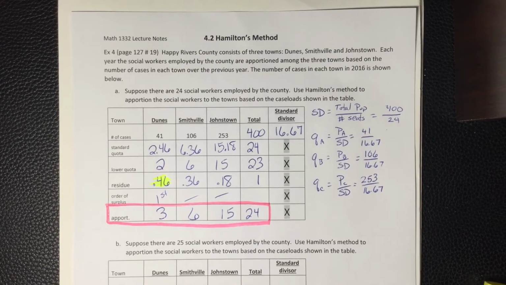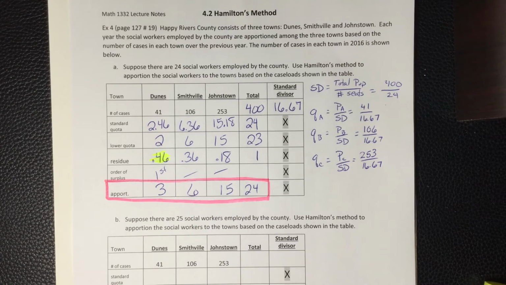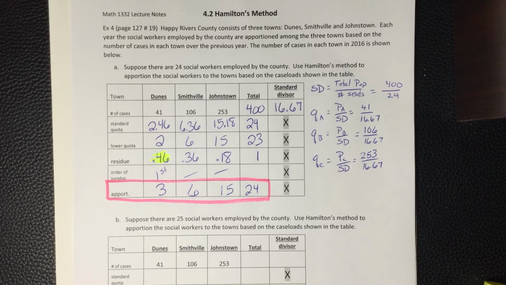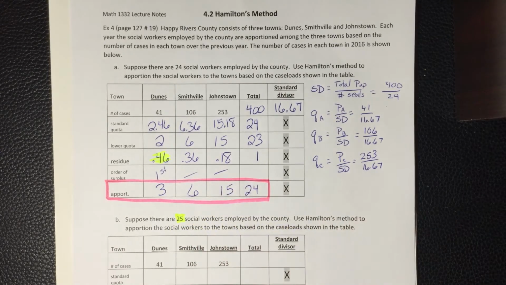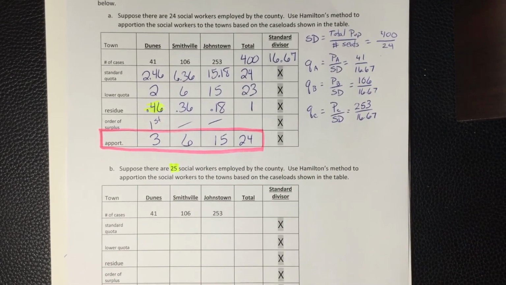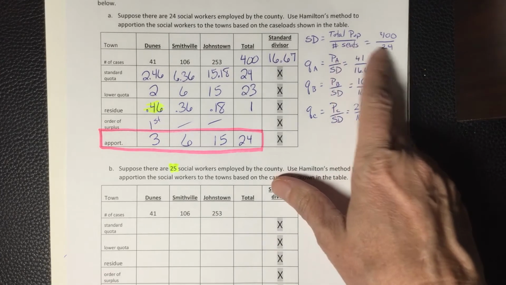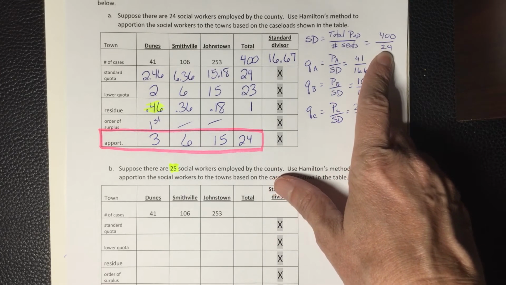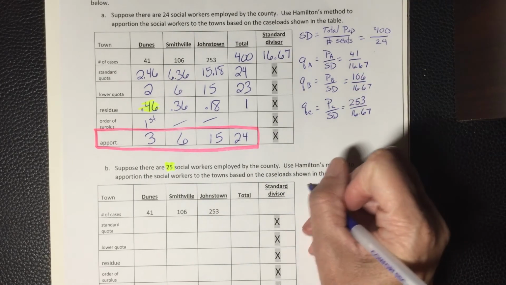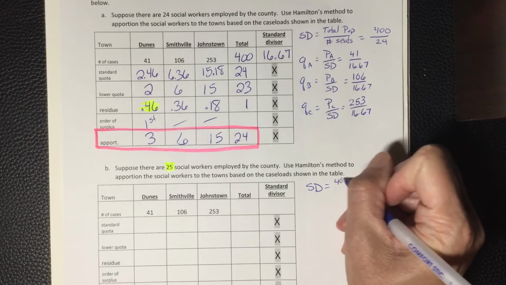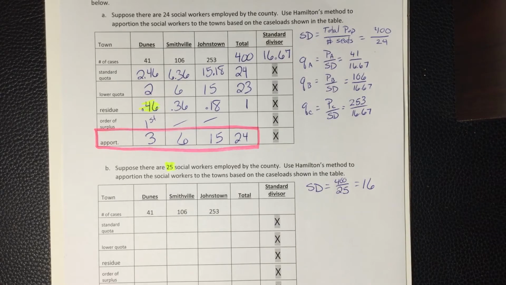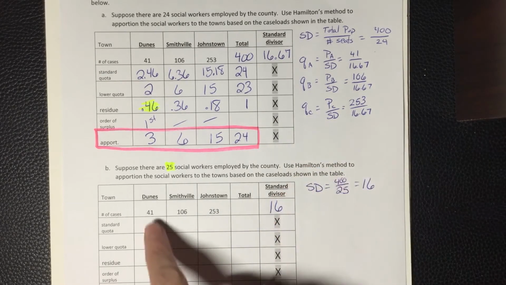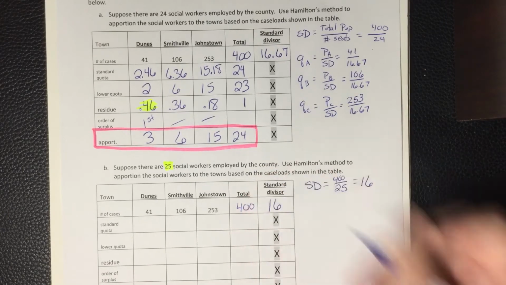Now suppose after we do this, someone comes along and says, hey, you get to hire an extra social worker. So instead of 24, we're going to bump you up to 25. So to do this properly, you would have to do the whole thing over again. So now when you do standard divisor, instead of 400 divided by 24, it's going to be 400 divided by 25, and this comes out a nice even 16. So that's our standard divisor. Notice our cases haven't changed, so they're still at 400.